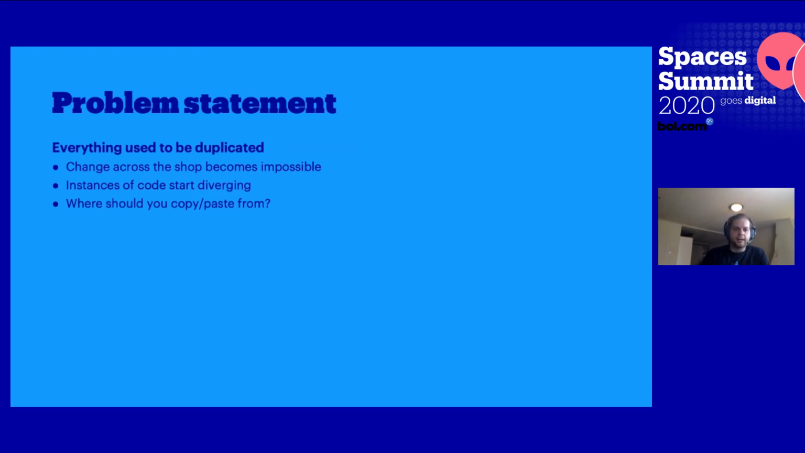Another problem is that instances of code start diverging, because every place where you put it will be just a little bit different. You need some extra CSS class, or you need some extra JavaScript logic. So what happens is that you have code copy pasted everywhere, and every single instance is different. And then you run into a new problem. You have to make a new buy button. Well, where do you copy paste it from? Every single one is different. How can you ever know which one is correct?